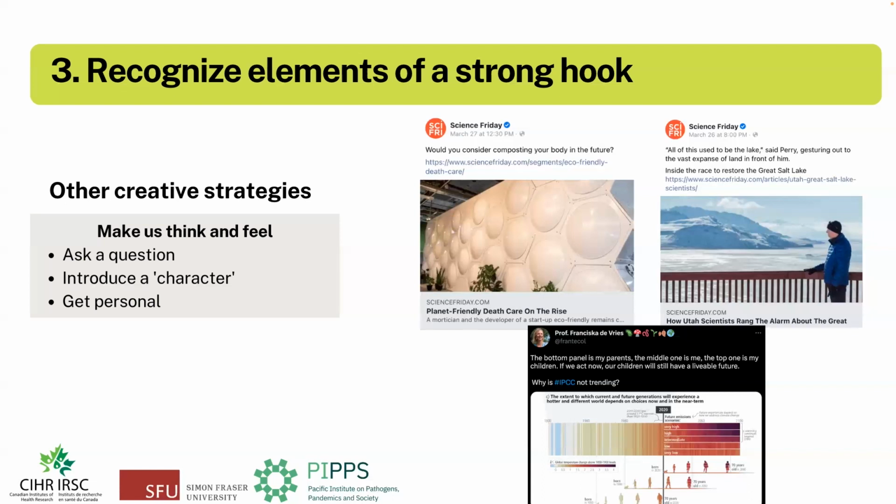I came across a recent tweet below from an environmental scientist describing a popular figure from the new IPCC report, and they reframe it in a personal way, writing, "The bottom panel is my parents. The middle one is me. The top one is my children." It invites the reader to contextualize this figure to their own lives, which is very powerful.